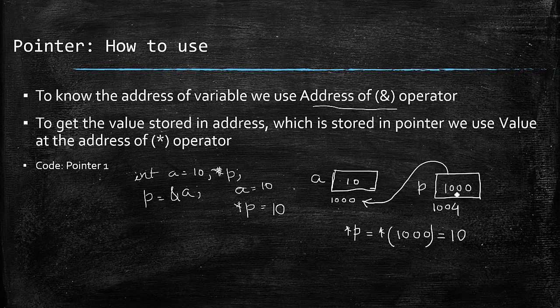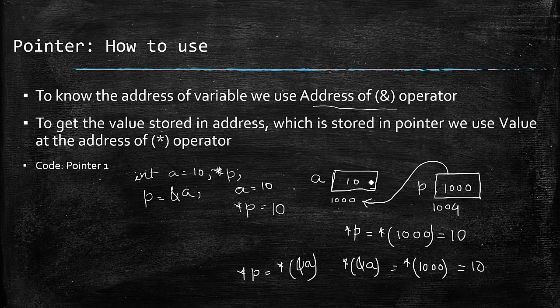Now let us come to this notation, this syntax. Value at the address, which address? Address of A. So this is the address of operator. So address of A is 1000 for our example. Now as this is 1000, this is pointing to 10. So that is why we are getting star P equals to star address of A.